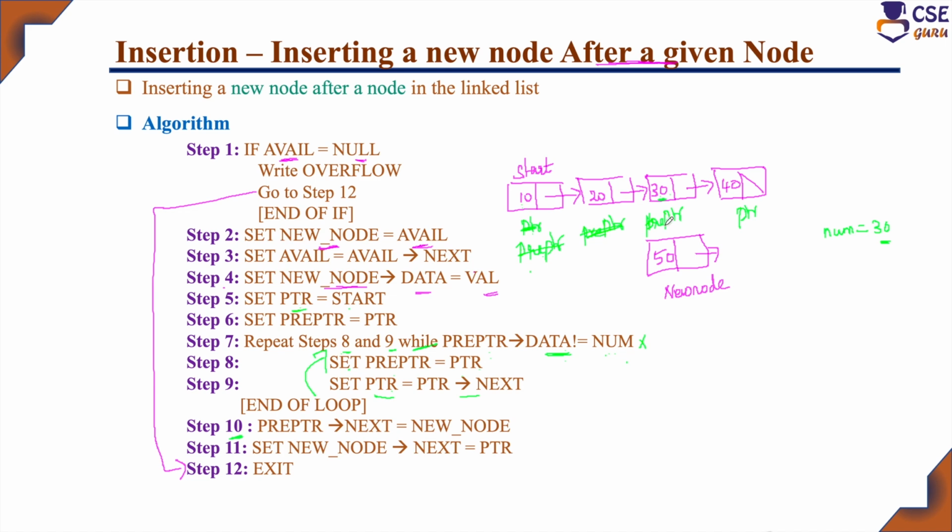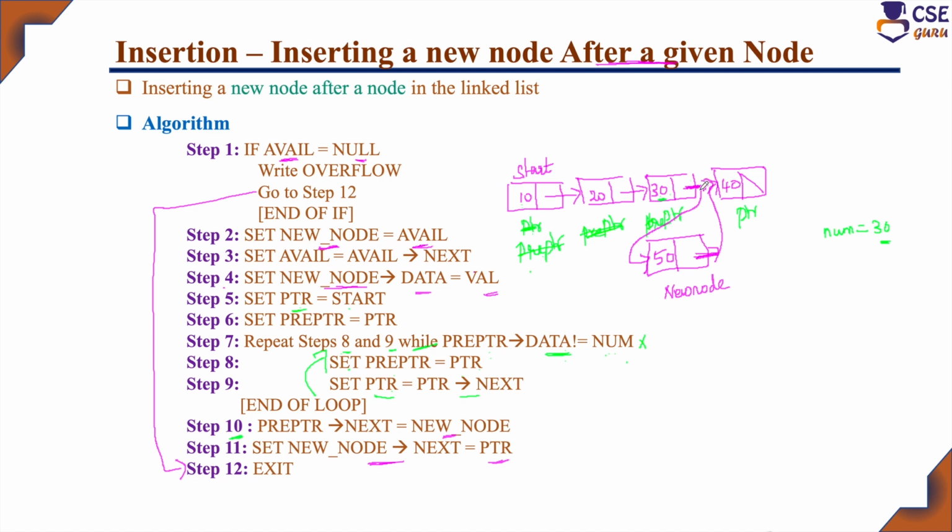Now this is pre-PTR. Pre-PTR of next is this one. Point to new node. So this you change to new node. Pre-PTR of next you point to new node. And new node of next you point to PTR. This is new node of next. Point to PTR. Now this will break.